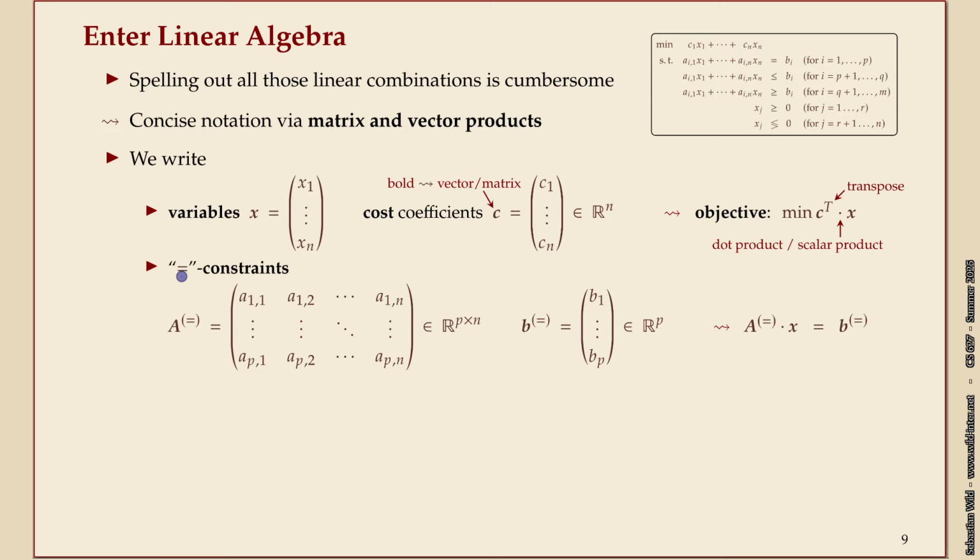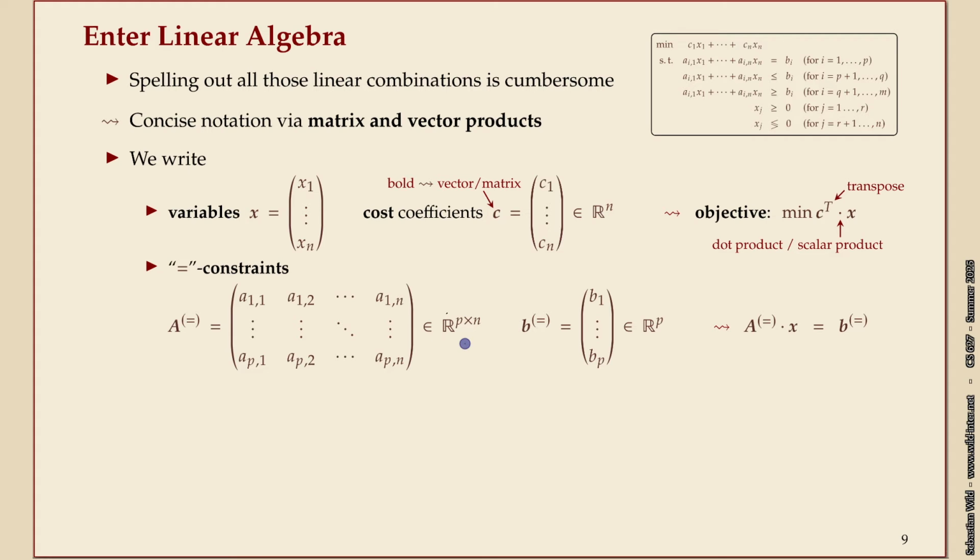Here I'm just picking the equal constraints for now. We'll come back to the different types of constraints. So you have one big matrix with all the coefficients. You have one vector of the right-hand sides. And then you can write the constraints as the coefficient matrix times the vector of variables equals the right-hand sides. That's expressing the same as this line where we iterated for i from 1 to p. So you should imagine p copies of that.